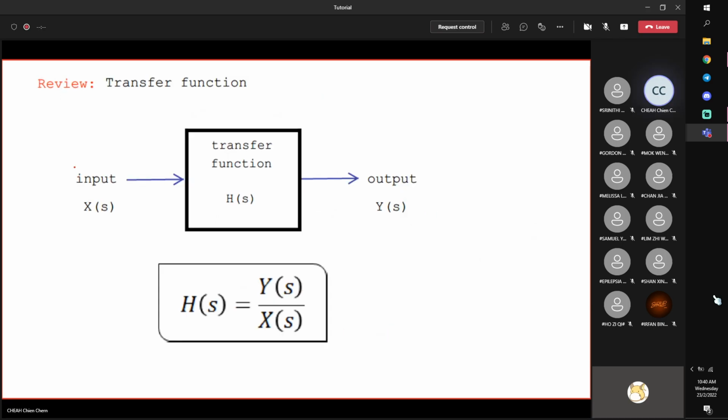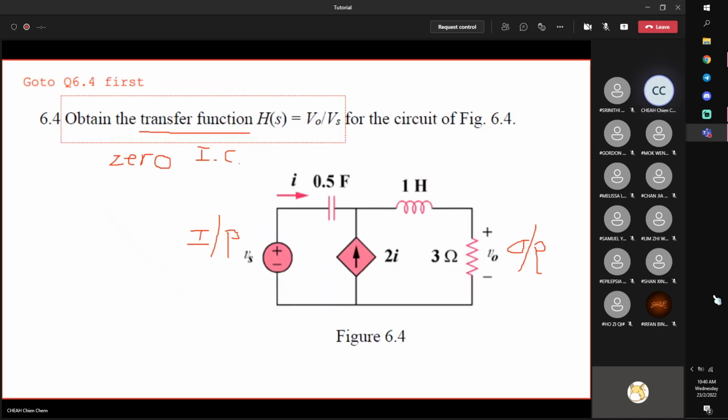Now, transfer function, as I said, tells you the relationship between input and output. In circuit analysis, your input could be either voltage or current. Similarly, your output could be either voltage or current. And hence, your transfer function may have various combinations. Now, firstly, why do we use transfer function? You use transfer function when your input will change quite frequently.